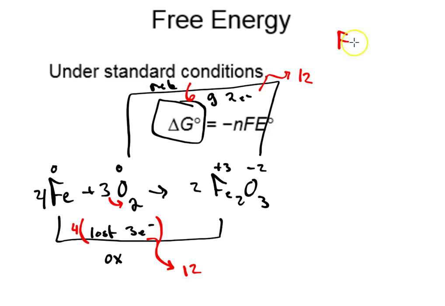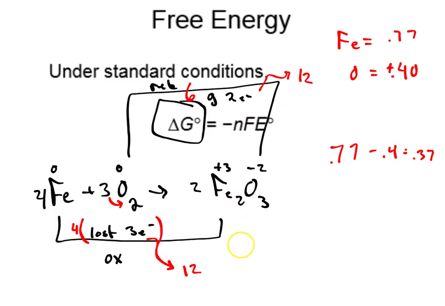All right, so for Fe, we found it to be 0.77. For O, we found it to be positive 0.4. All right, so we need this to equal a positive value. So it's 0.77 minus 0.4, which is 0.37, correct?